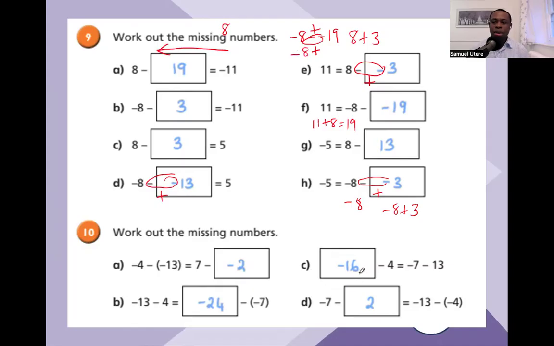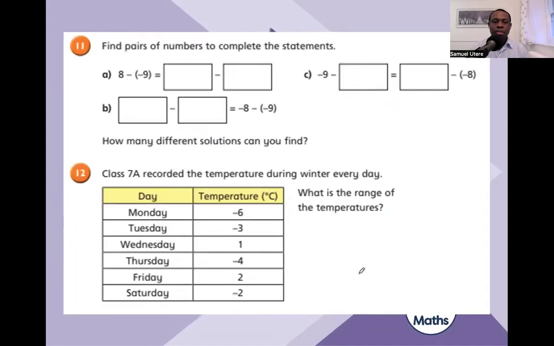So mark your work quickly. I don't want the video to be too long. Pause the video and answer questions 11 and 12 in 3 minutes.